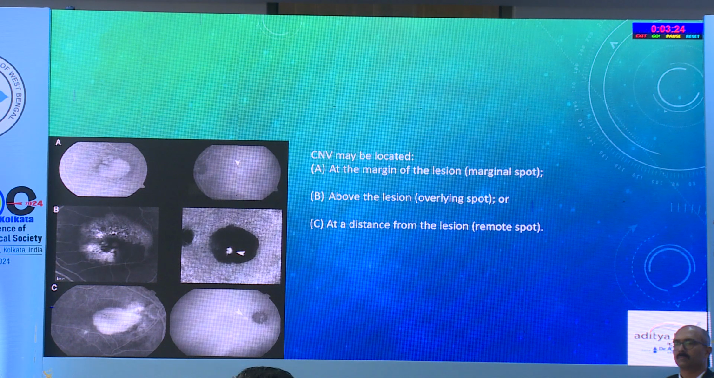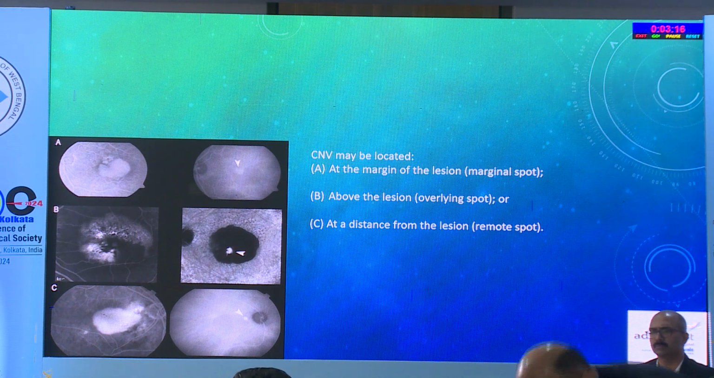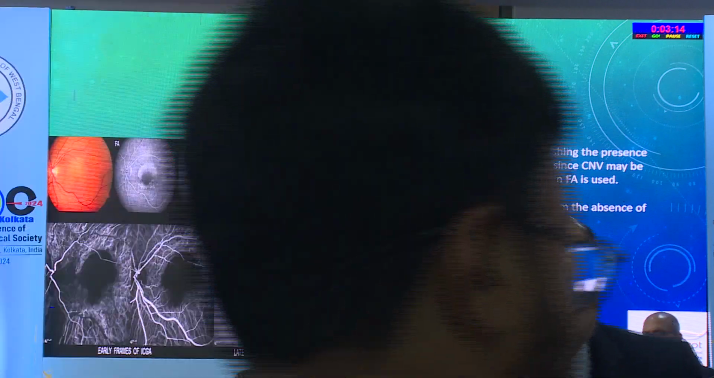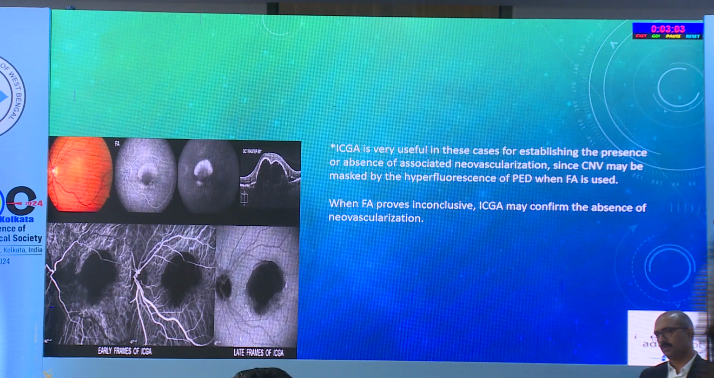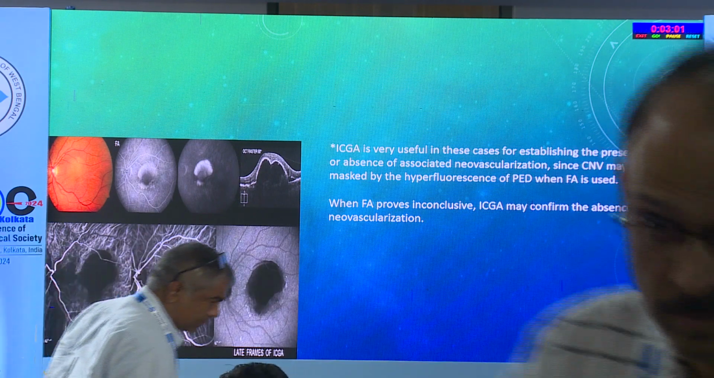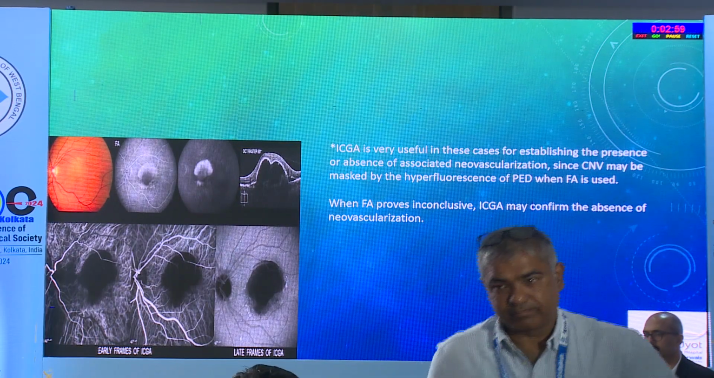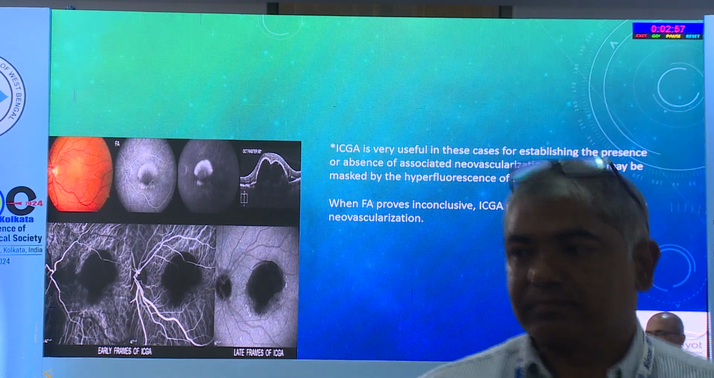active. CNV may be located at the margin of the lesion, a marginal spot, above the lesion, an overlying spot, or at a distance from the lesion, a remote spot. ICG angiography is very useful in these cases for establishing the presence or absence of associated neovascularization, since a choroidal neovascular membrane may be masked by the hyperfluorescence of the PED when fluorescein is used. And if FA proves inconclusive, ICG angiography may confirm the absence of neovascularization.